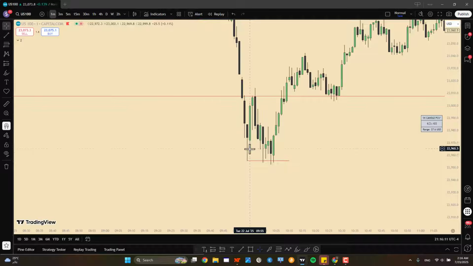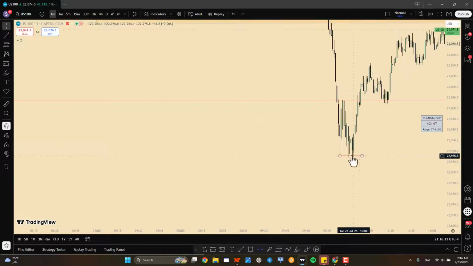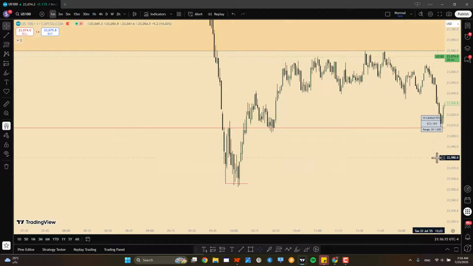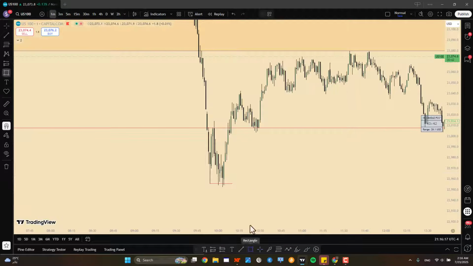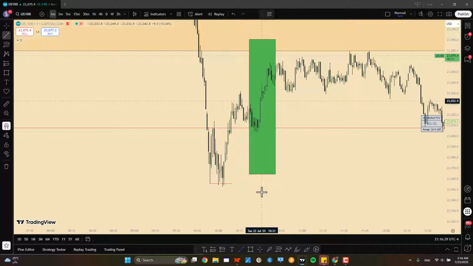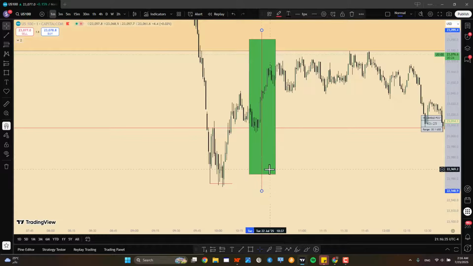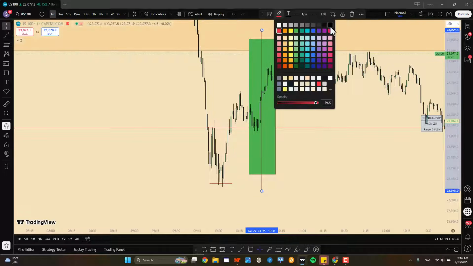After price took the low from here, we are expecting from our higher time frame analysis that the next hourly candle will be bullish, like this. Now, in order for this candle to be bullish, it needs to print the high or the wicks, especially the wick right here. So let's outline it.